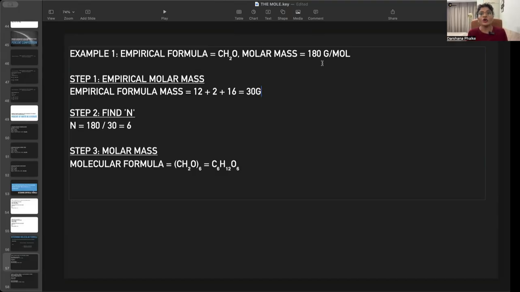Now, I know the actual molar mass is 180 grams, which means this empirical formula is weighing 30 grams, but the whole molecule is 180 grams per mole. So what do I do then? I just divide. 180 divided by 30 means in the actual molecule there are 6 units of the empirical formula. So I take CH2O and multiply by 6. So that's my actual molecular formula. Okay, let's do one more example.